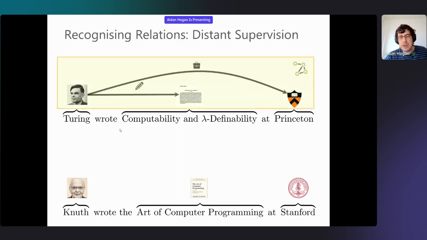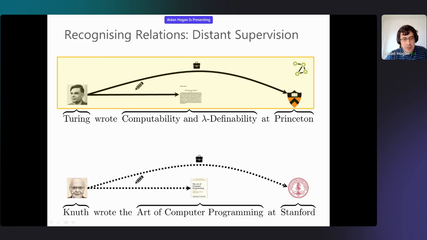And then we can look to the knowledge graph to see what existing relations we have between these entities. So in our knowledge graph, we know that Turing wrote computability and lambda definability, and that Turing worked at Princeton. So based on this text, we could say, hey, maybe in other sentences that have a similar structure, the same relations apply. So in this case, based on the similar sentence structure, we could actually propose these new relations that perhaps don't exist in our knowledge graph. So we take our existing knowledge from our knowledge graph, and we use that to find new relations in the text.